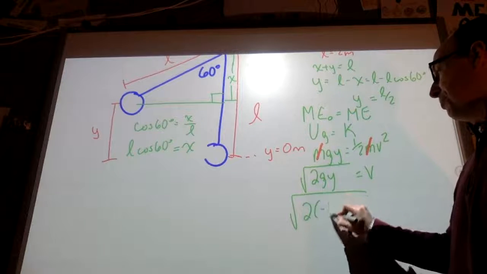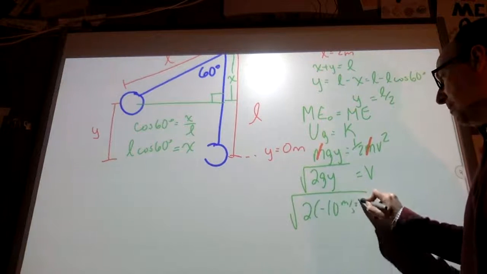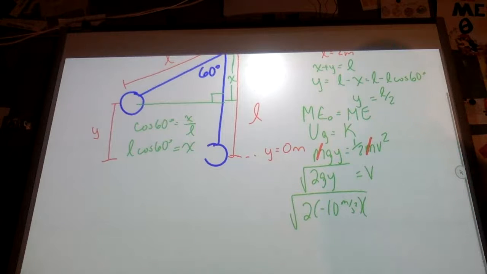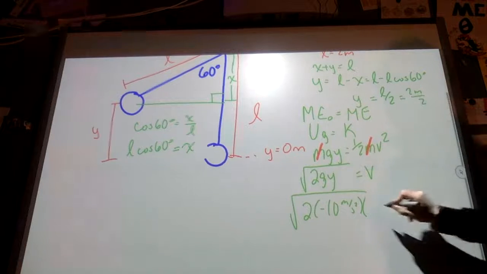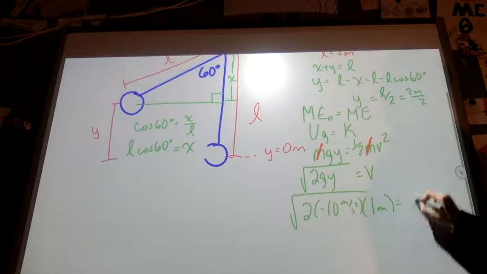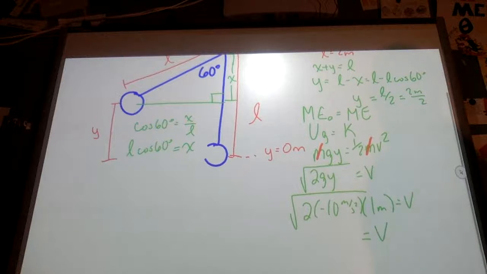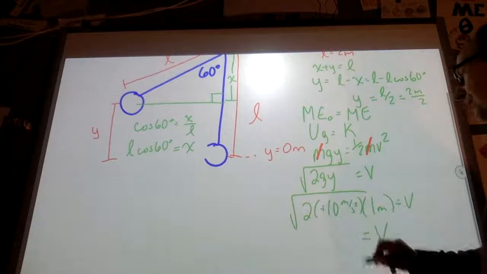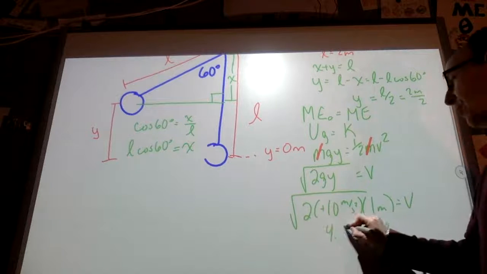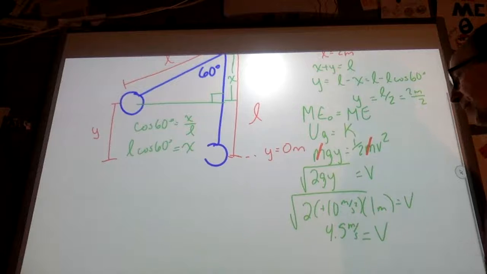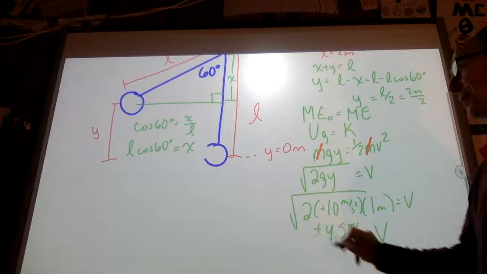which would be 2 times 10 times y, which was L over 2. Remember we said L is 2 meters, which is just going to be 1 meter. That is going to be the square root of 20, which is 4.5 meters per second, plus or minus.